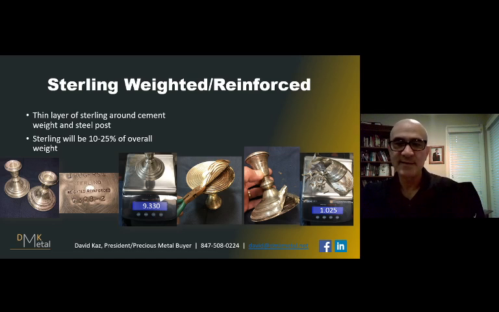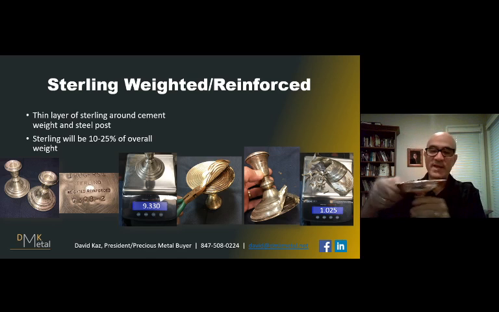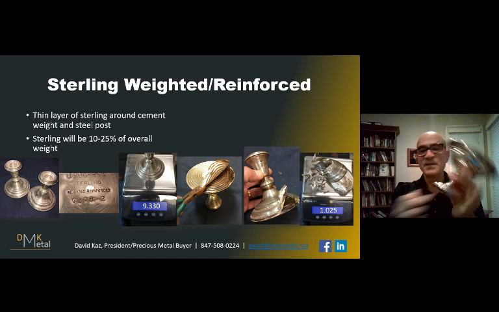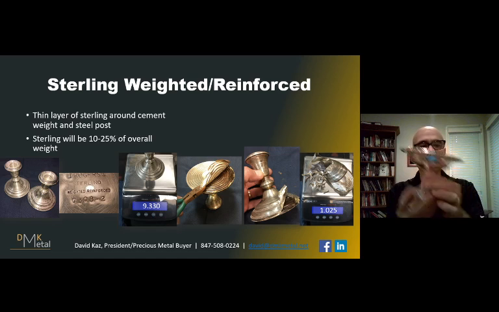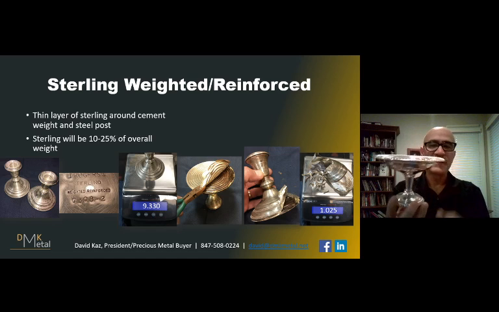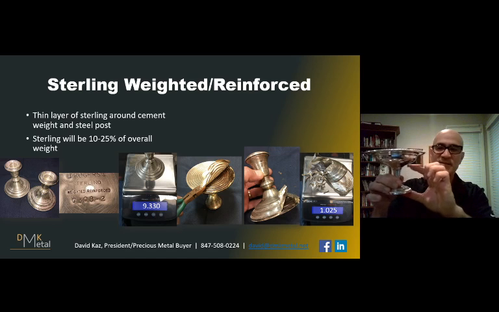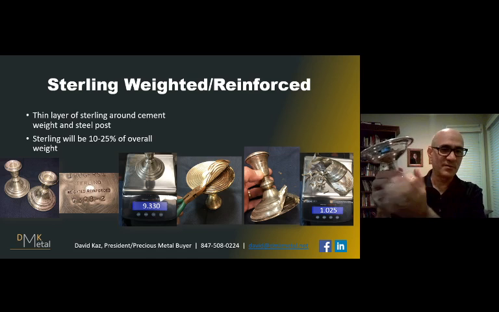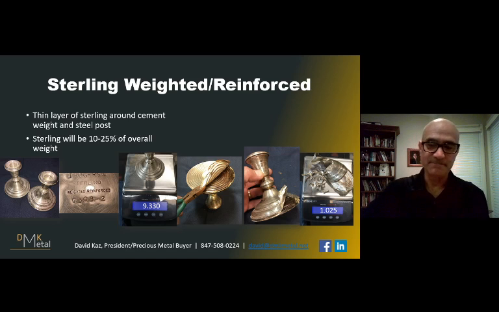So when I take that candlestick holder apart and then I weigh the sterling scrap afterwards, you see it's about 1 ounce. So when I see items that are sterling weighted or sterling reinforced, usually I'm always calculating between 10 and 30% of the weight is sterling. If it has a lot of sterling up top, it's a little higher percentage. If it's one of those candlestick holders where it's sterling almost all the way around just the weighting, it's a lower percentage of sterling.